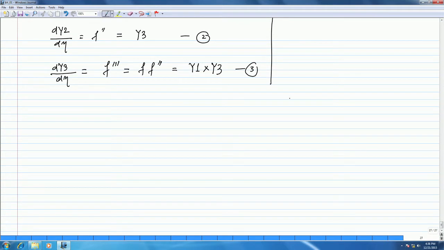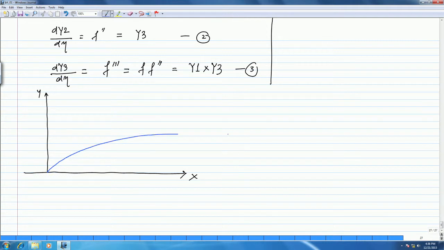Now, the interesting thing is that, say this is your boundary layer, this is your y, this is your x. What we will do here is take a particular section, and we take several sections like this, and so on and so forth.